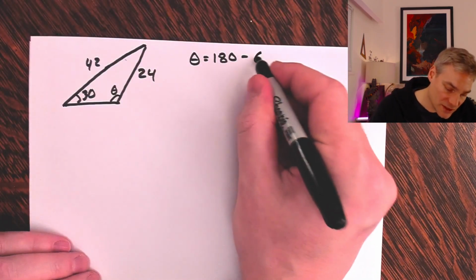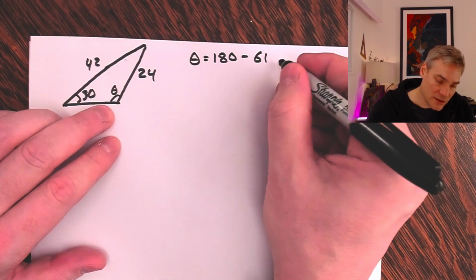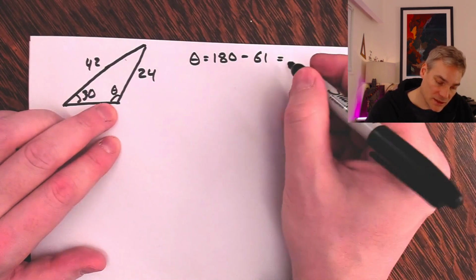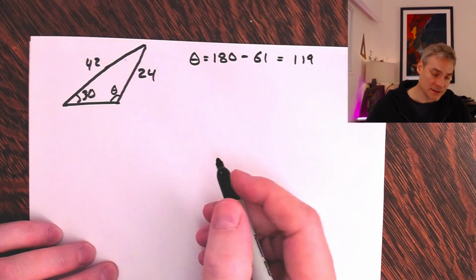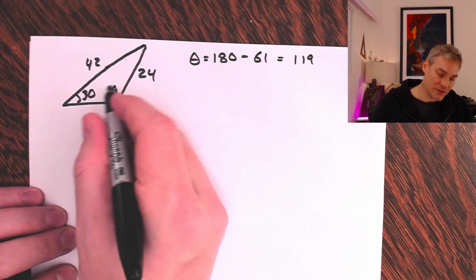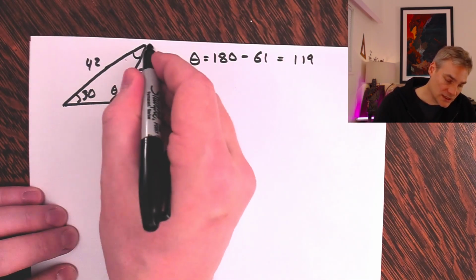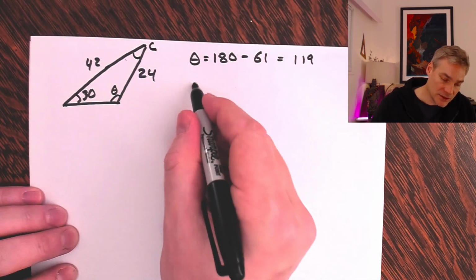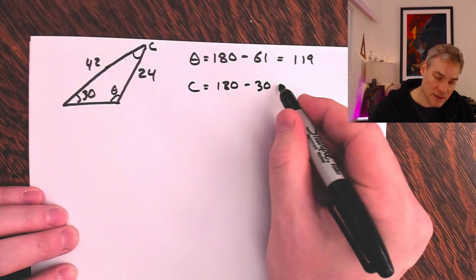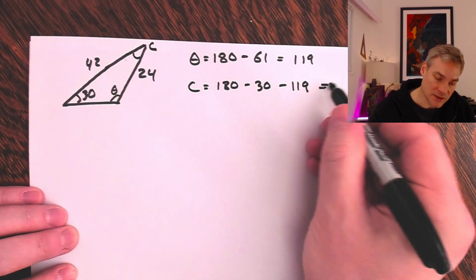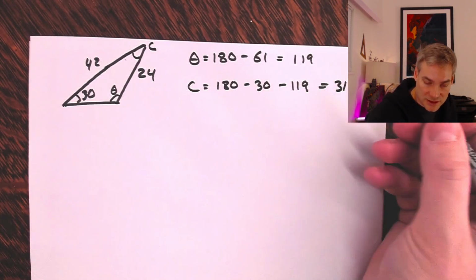So when we first solved the sine law for the unknown angle, we got 61. So the complementary angle is 180 minus 61. So that just gives me 119. Okay? So now I've solved for this angle. Now I need to solve for this one. So this is my angle C. So C is just then 180 minus A minus B. So that tells me it's 150 minus 119, which is 31 degrees.